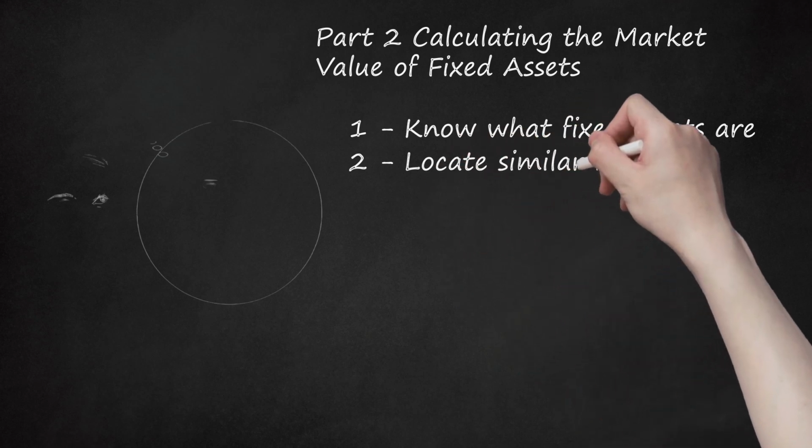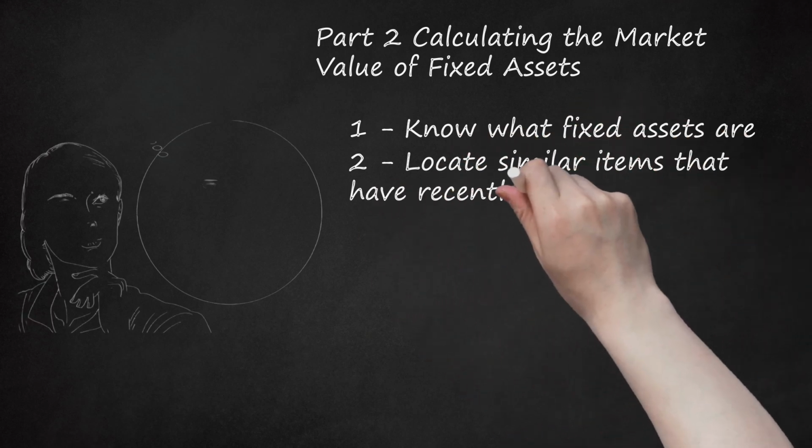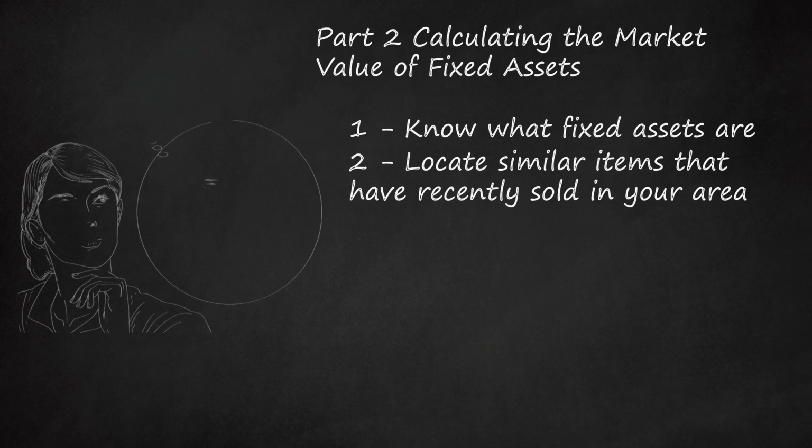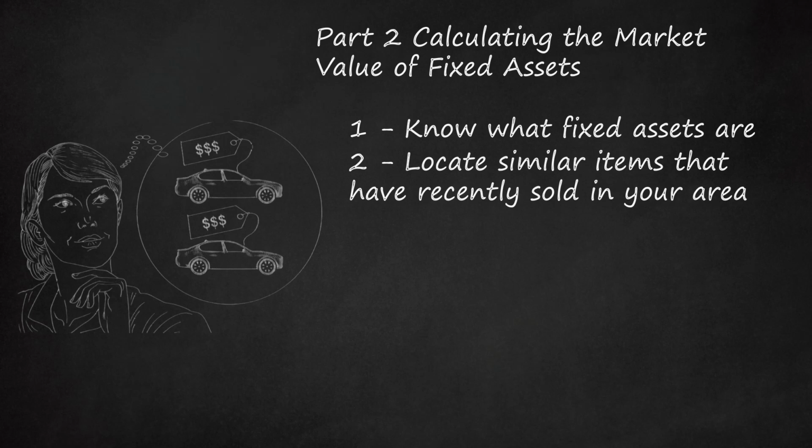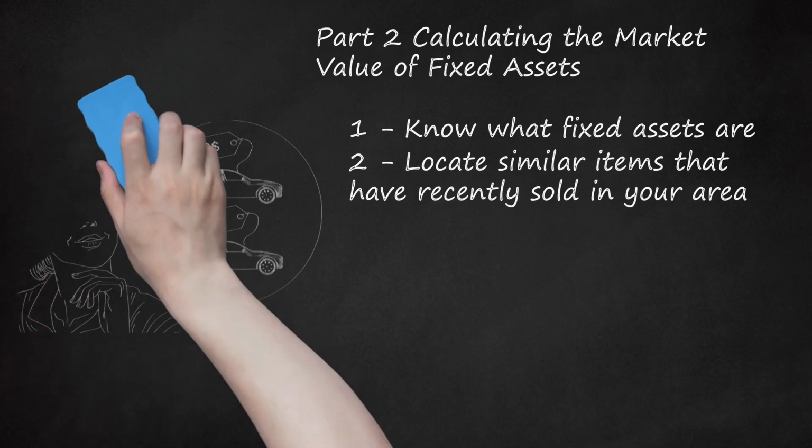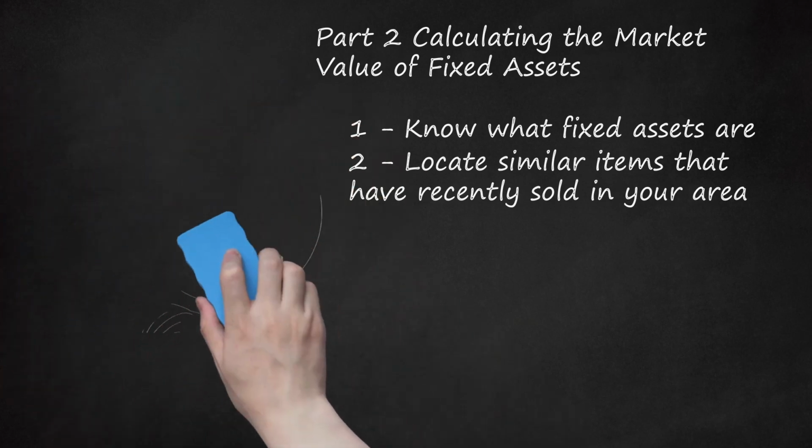2. Locate similar items that have recently sold in your area. Use resources such as Blue Books, websites, and auction sites to see what people are paying for these items. The more comparable items you can locate, the more accurate your determination of the market value will be. The actual sales prices tend to form a narrow range of prices that define the market value, that point of equilibrium where buyer and seller interests come together.